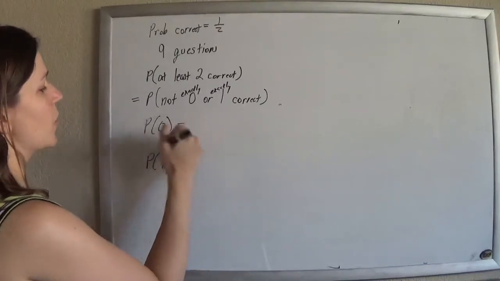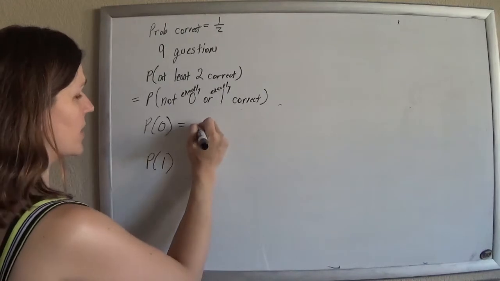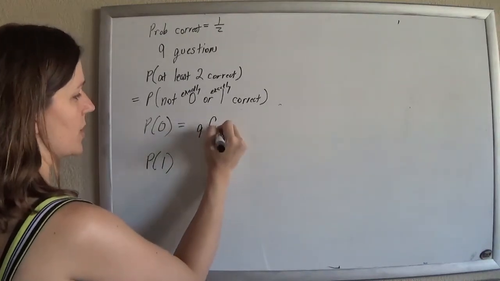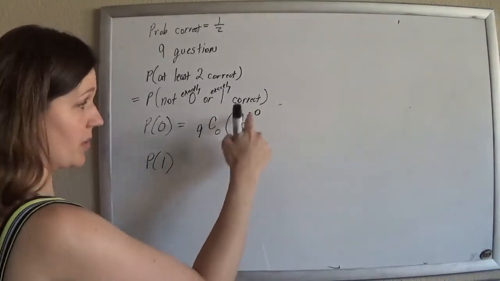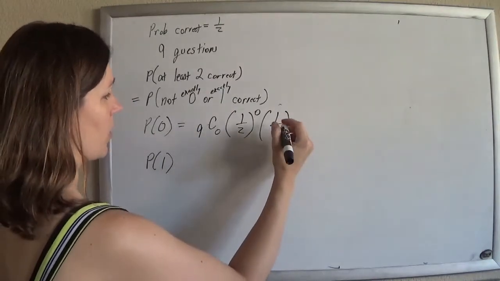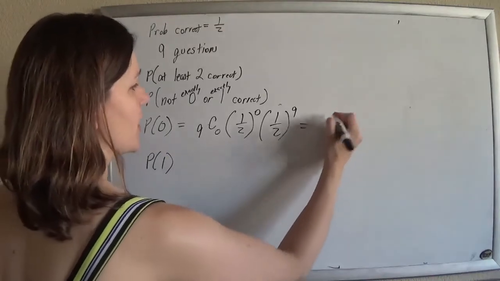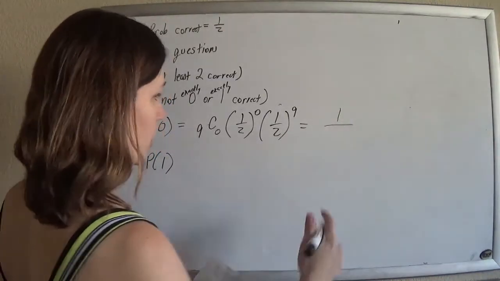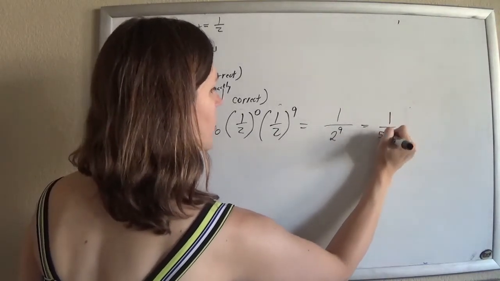Okay, so if I want exactly 0 questions correct, there are 9 questions and I want to choose 0 of them to be correct. There's a half a chance of being correct. I want 0 of them to do that. And there's a half a chance of being incorrect. I want all 9 of them to be that. So this just ends up being 1 over 2 to the 9th, so 1 over 512.